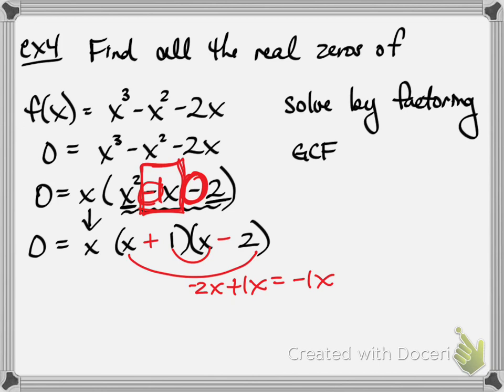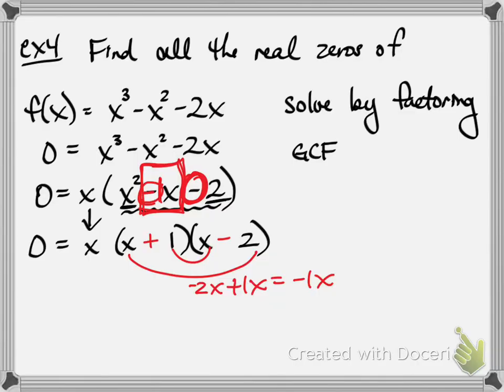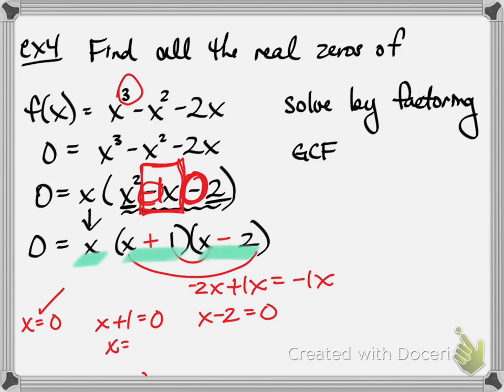So now that we've factored this, we have 3 factors. Let's back up to what that box said. It said x equals a would be a 0. It says right here, x minus a is a factor. Factors are just things multiplied together. So we have one thing times another thing times another thing. So we have 3 factors. And what degree was this? It was an x to the third. So you're going to set each of these factors equal to 0, all three of them. This one is already solved. This one you would subtract 1 from both sides to solve it. And this one you would add 2 to both sides to solve it. So the zeros are 0, -1, and 2.